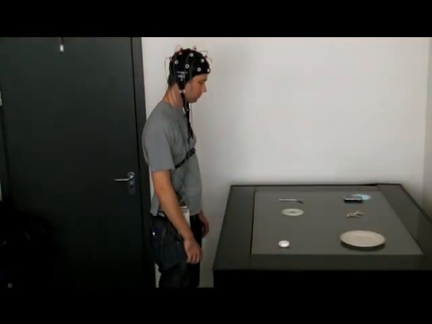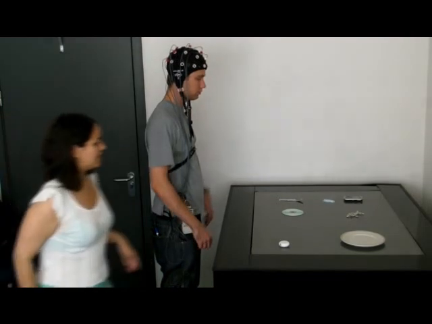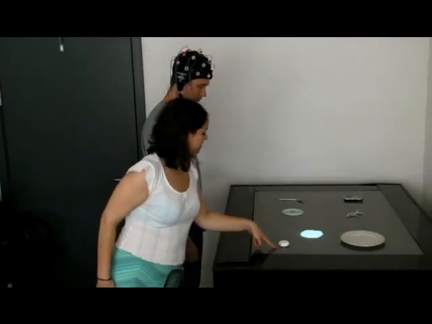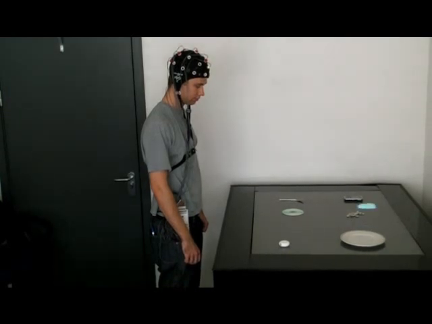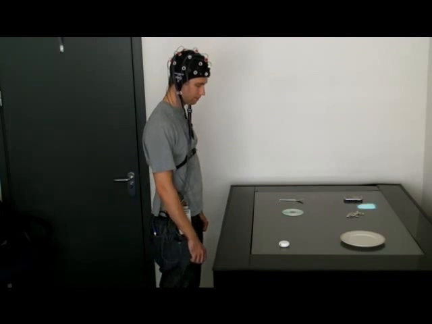There are many types of BCI. Here we can see someone using a non-invasive electroencephalogram BCI, or EEG BCI. The user is focusing on the small white object. He is keeping a running mental count of the number of flashes occurring underneath the target object.